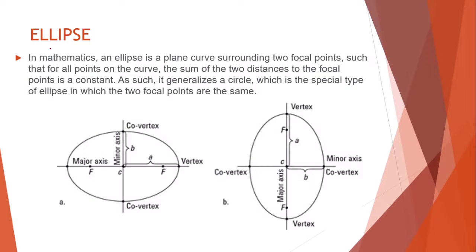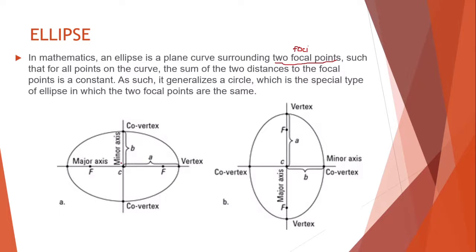So, what is an ellipse? In mathematics, an ellipse is a plane curve surrounding two focal points, such that for all points on the curve, the sum of the two distances to the focal points is a constant. As such, it generalizes a circle, which is a special type of ellipse in which the focal points are the same. So what are focal points? From the word focal, foci, focus or foci. The F's that you see here are the foci, the focal points.